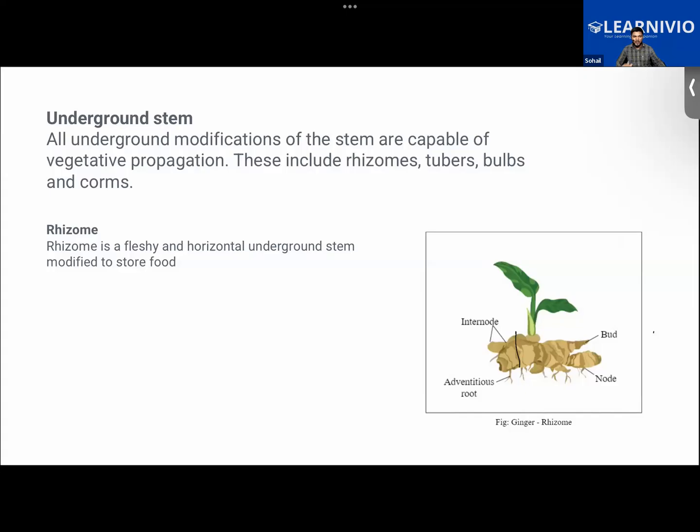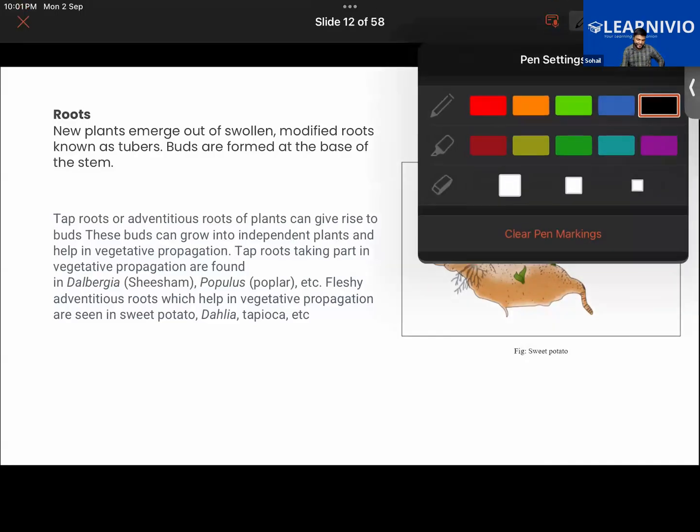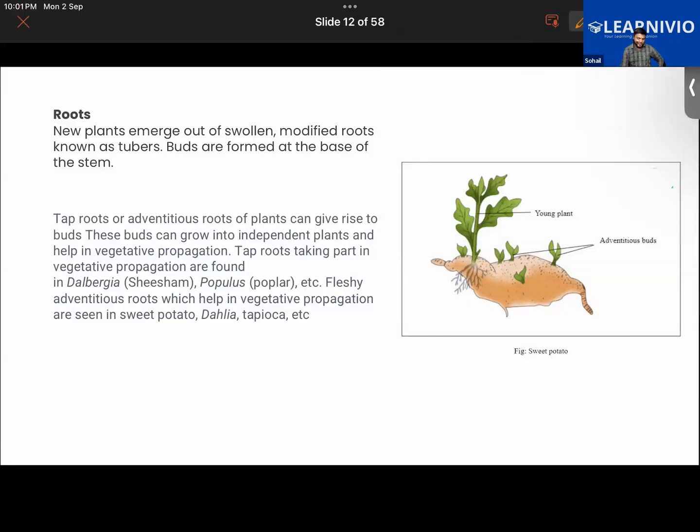So sir, that's why, but then the sweet potato stores all of its nutrients in the sweet potato. So when you remove the sweet potato, the plant is done. If all the food is stored in this root, how will the plant be able to survive?